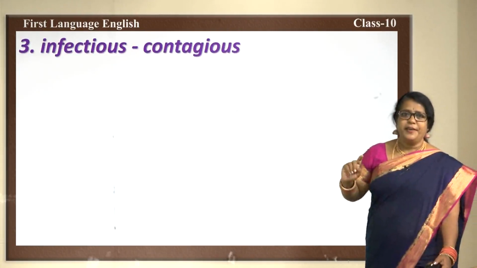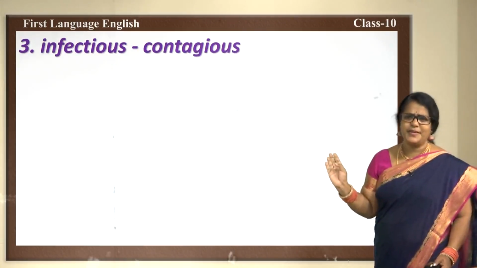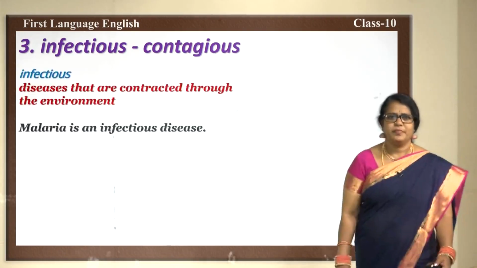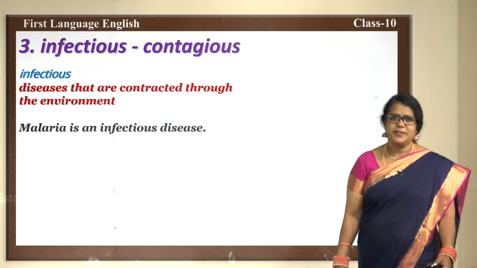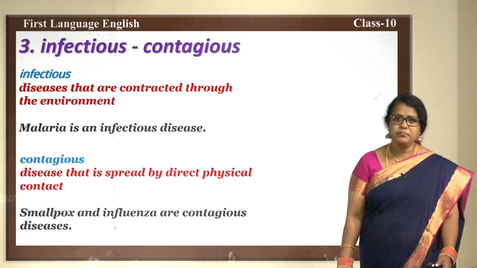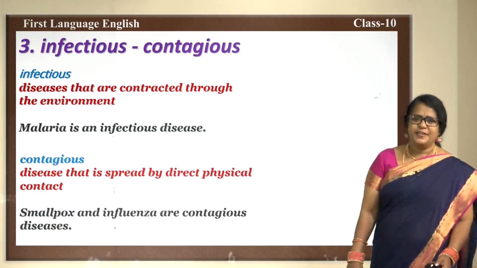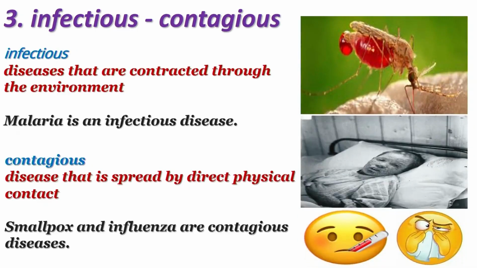Next pair, infectious, contagious. We have come across these words in the nowadays pandemic also. Infectious, disease that are contracted through the environment. Malaria is an infectious disease. Contagious, disease that is spread by direct physical contact. Smallpox and influenza are contagious diseases, and here it is smallpox and influenza.